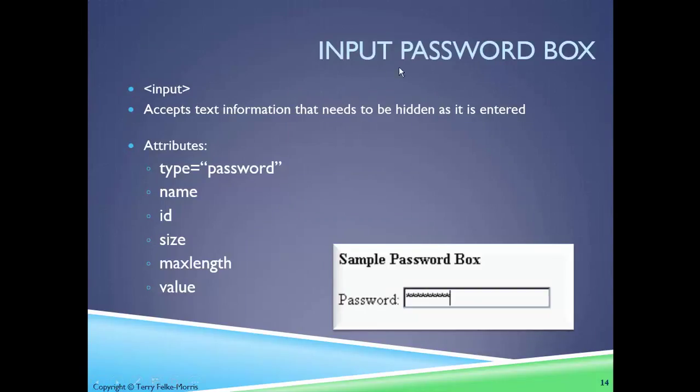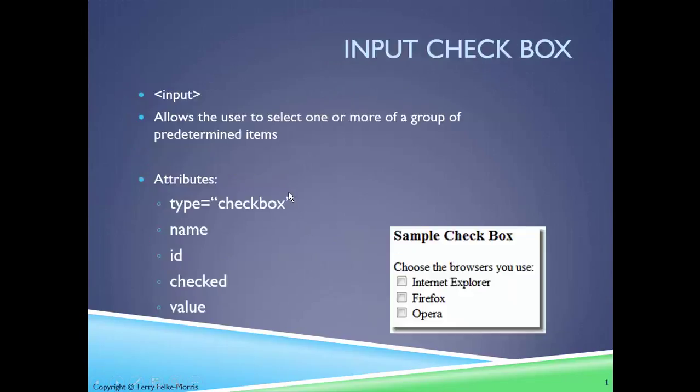When you've got a password, so when you say type equal password instead of type equal text, it shows either as asterisks or as black dots. You don't see the password. Checkboxes are set up so you can have 0, in this case 0, 1, 2, or all 3 checked. If you want one checked by default, you just say checked.